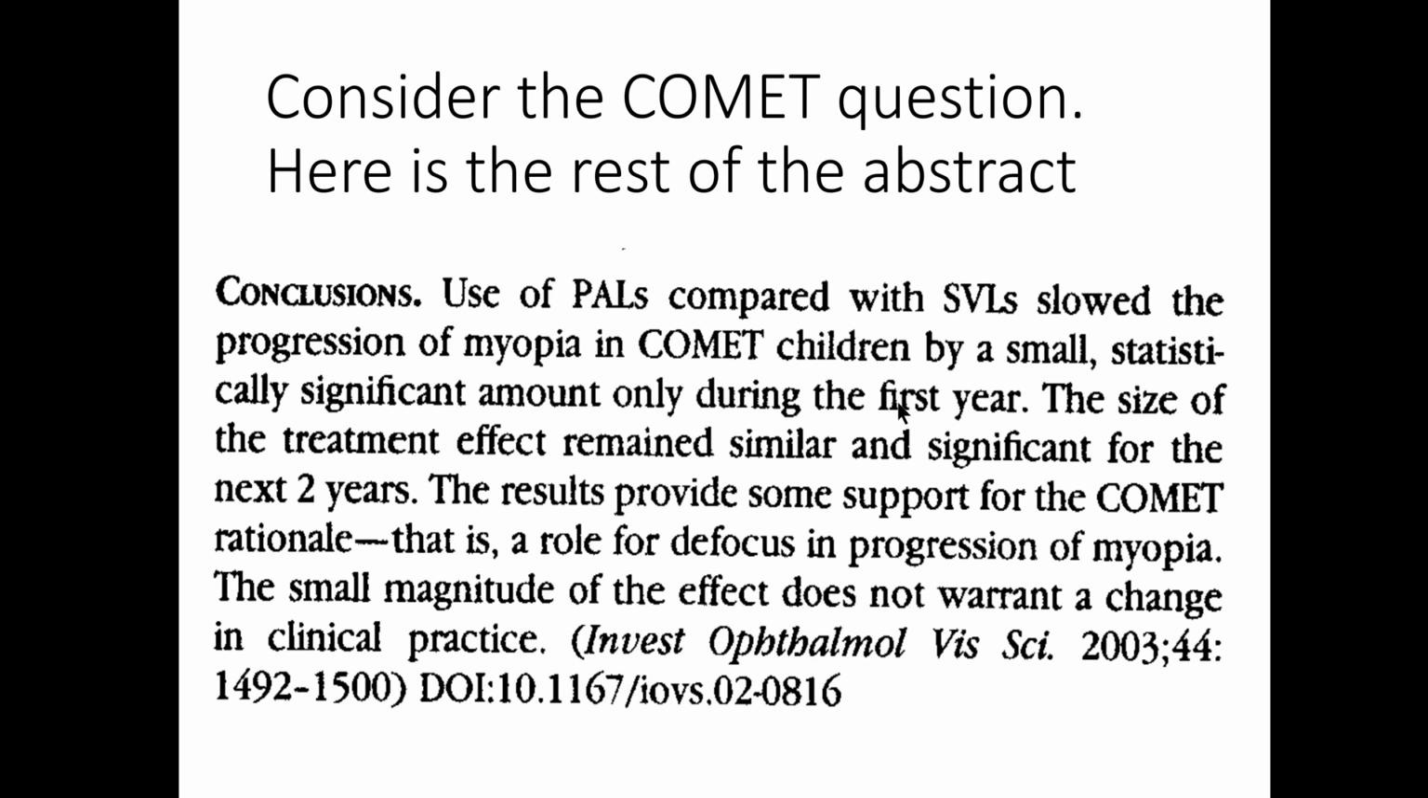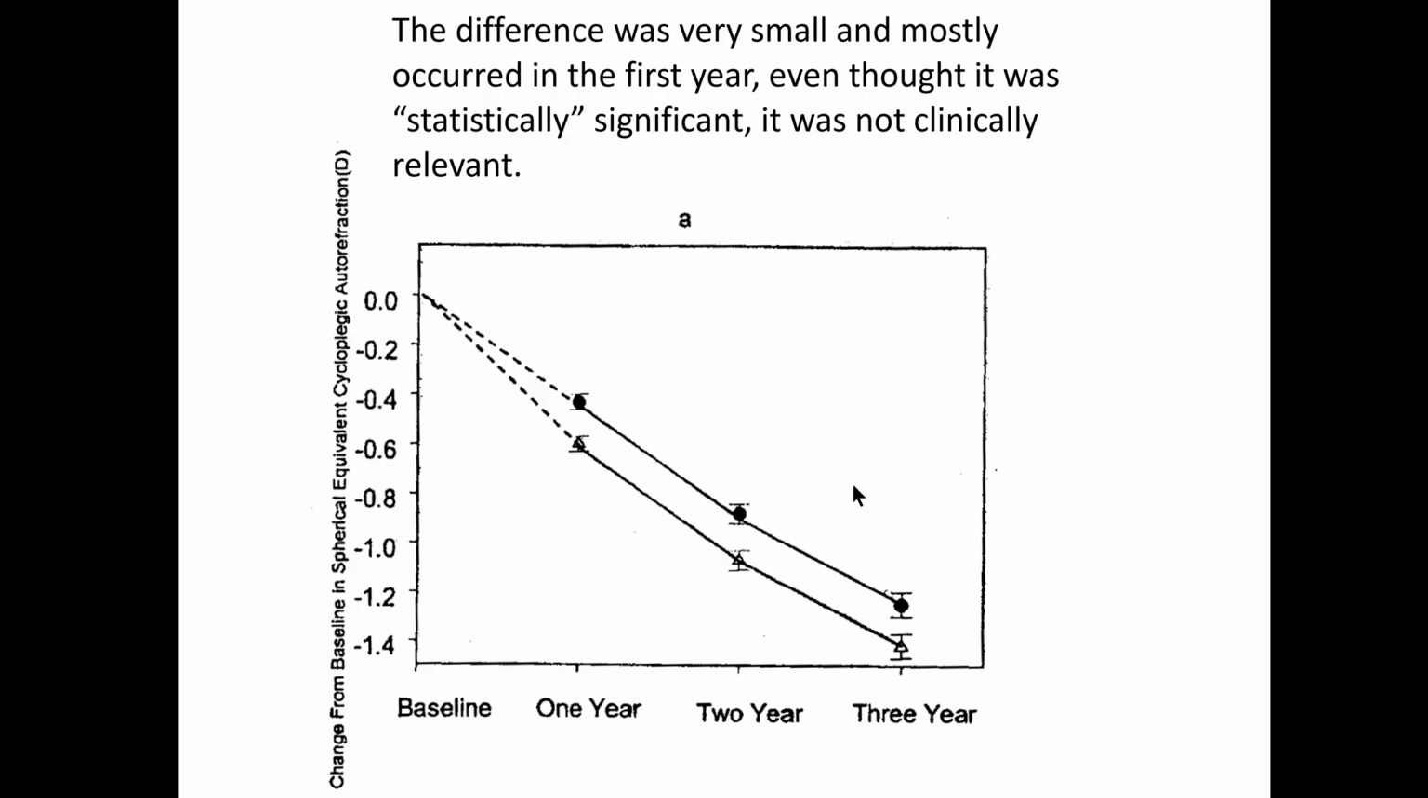So now let's go back to consider the COMET question. Here's the rest of the abstract. The conclusions: Use of PALs compared with SVLs slowed the progression of myopia in COMET children by a small, statistically significant amount only during the first year. The size of the treatment effect remained similar and significant for the next 2 years. The results provide some support for the COMET rationale, that is, the role for defocus in the progression of myopia. The small magnitude of effect, however, does not warrant a change in clinical practice. So if you are going to prescribe PALs based on this study, you are falling prey to the evil god of statistical significance and not of clinical relevance.